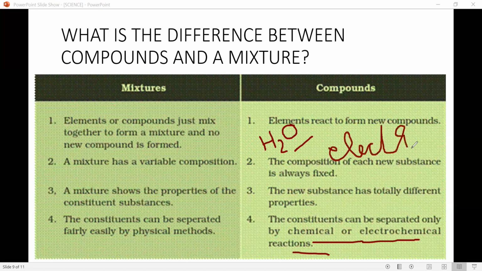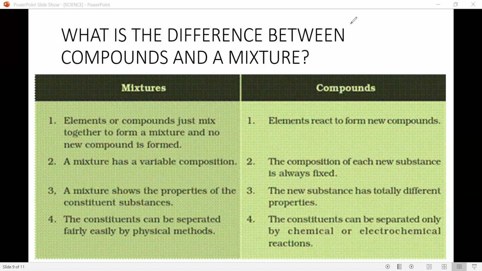So H2O can be separated by electrolysis, which is an electrochemical reaction, but some compounds can be separated by chemical reactions also. Okay, hope that is clear to you, and you have learned what the difference between a compound and a mixture is. It is pretty easy, and you can take a screenshot of this table. This could be asked in your exam.